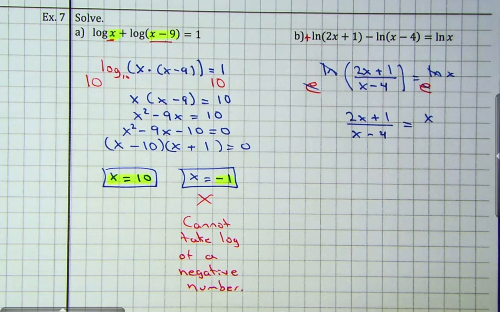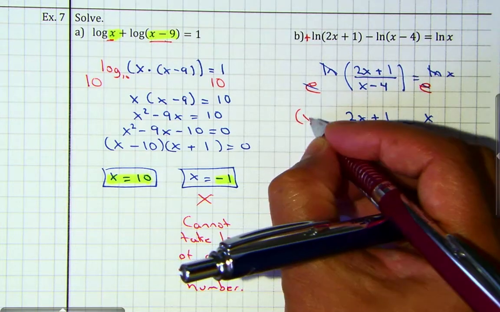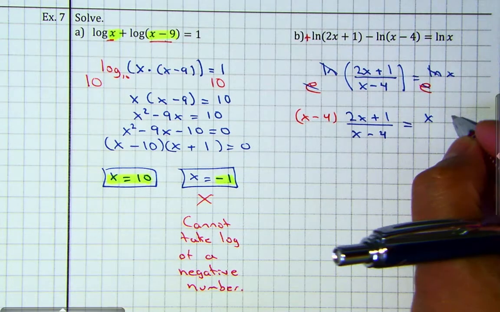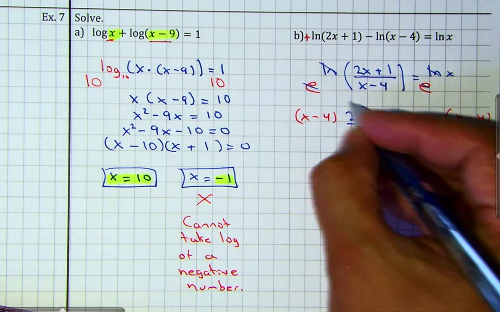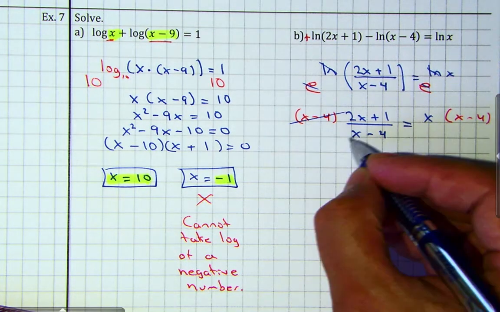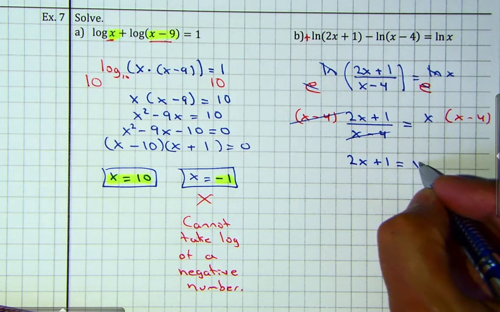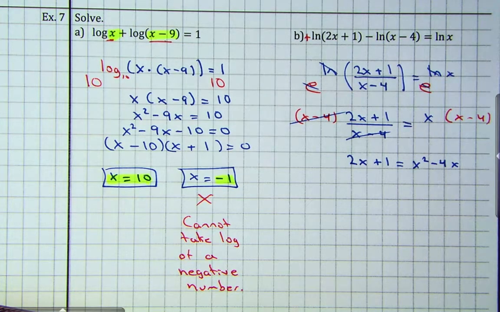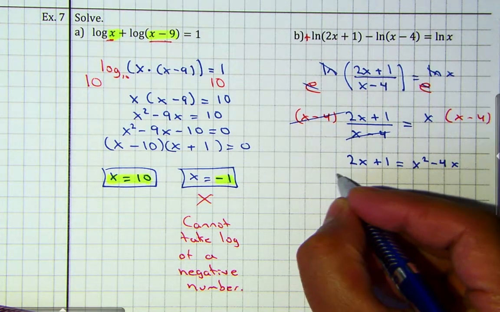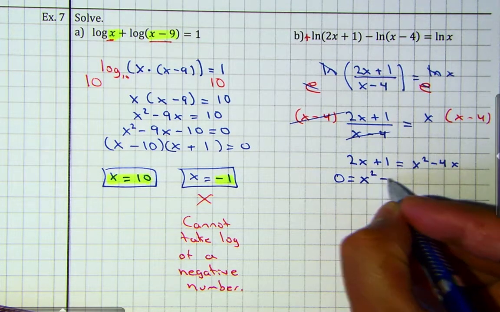So let's see. What did you get? What will be my next step? My next step is to multiply both sides by x minus 4, correct? Or you can cross multiply if you want, whichever you prefer. You can place 1 underneath and cross multiply. That cancels out, so I end up with 2x plus 1 equals x squared minus 4x. I have an x squared, so I'm going to make it equal to 0. So I have 0 equals, move this to the right, becomes a negative. So I end up with x squared minus 6x minus 1.